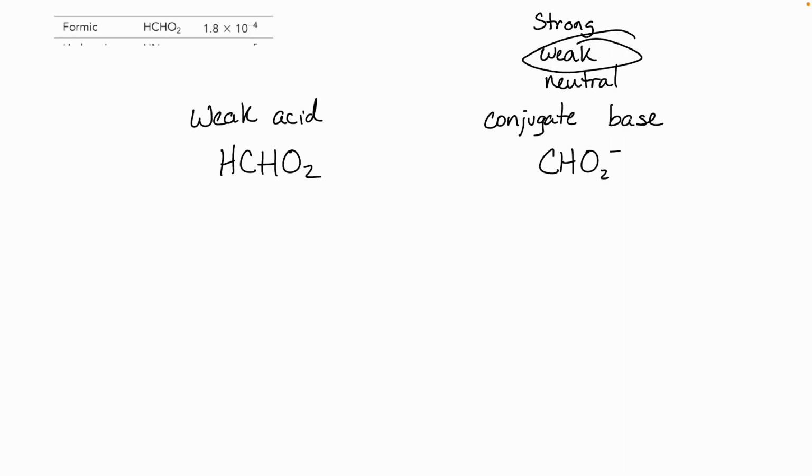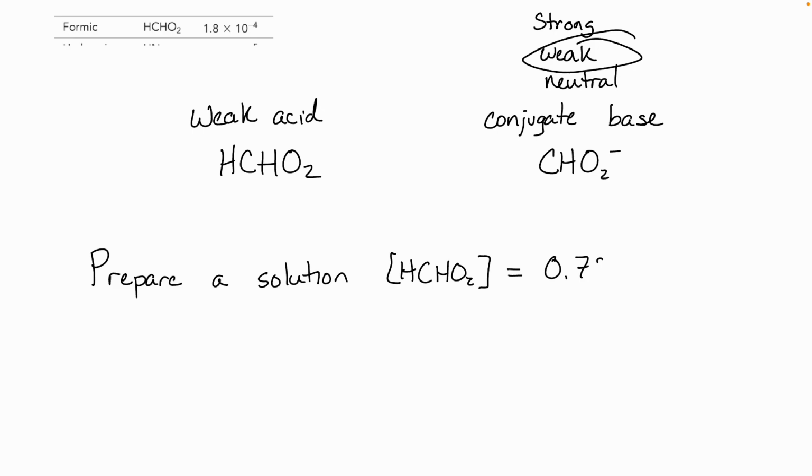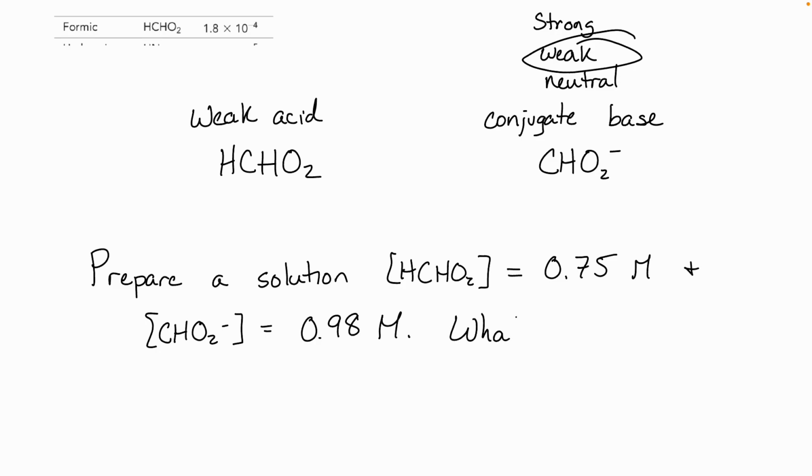So, we're going to prepare a solution where the concentration of our formic acid is 0.75 molar, and the concentration of its conjugate base is 0.98 molar. What is the pH?